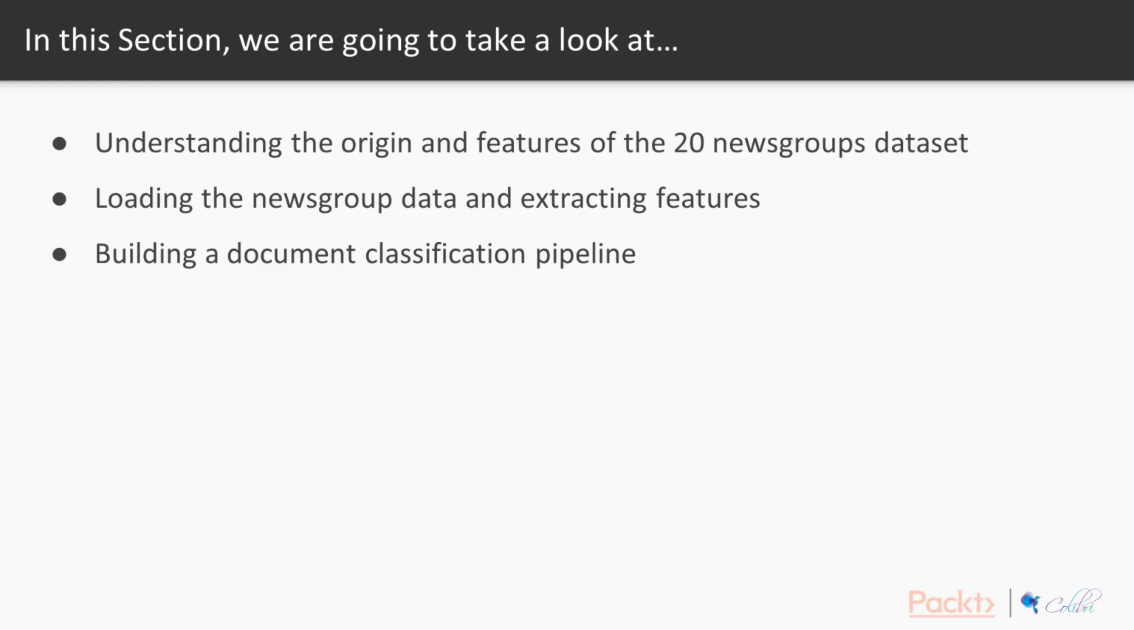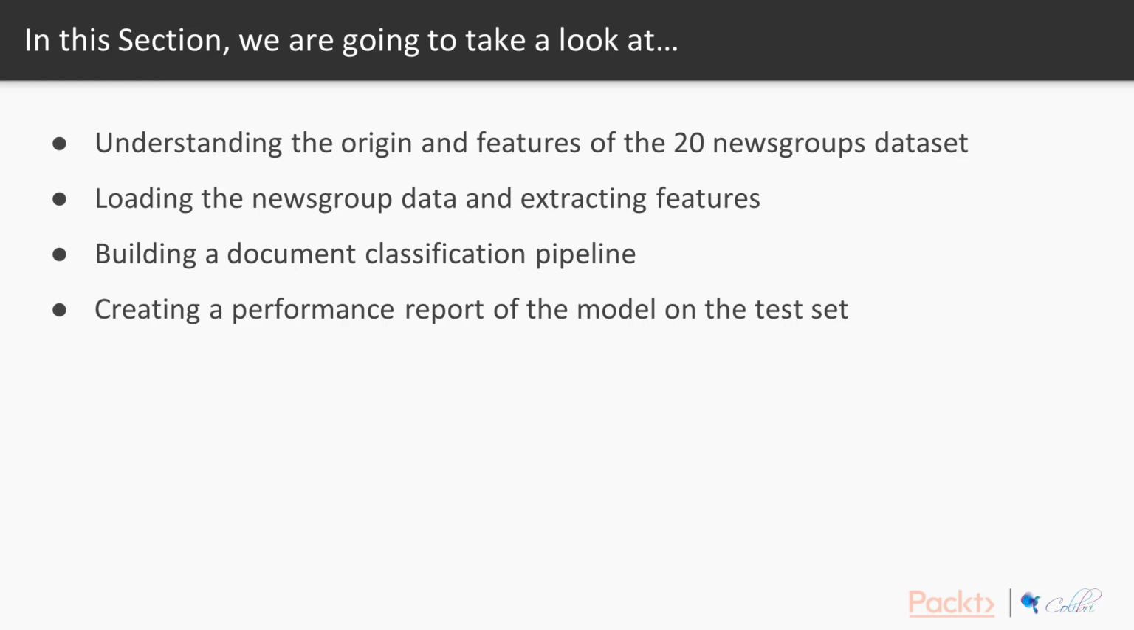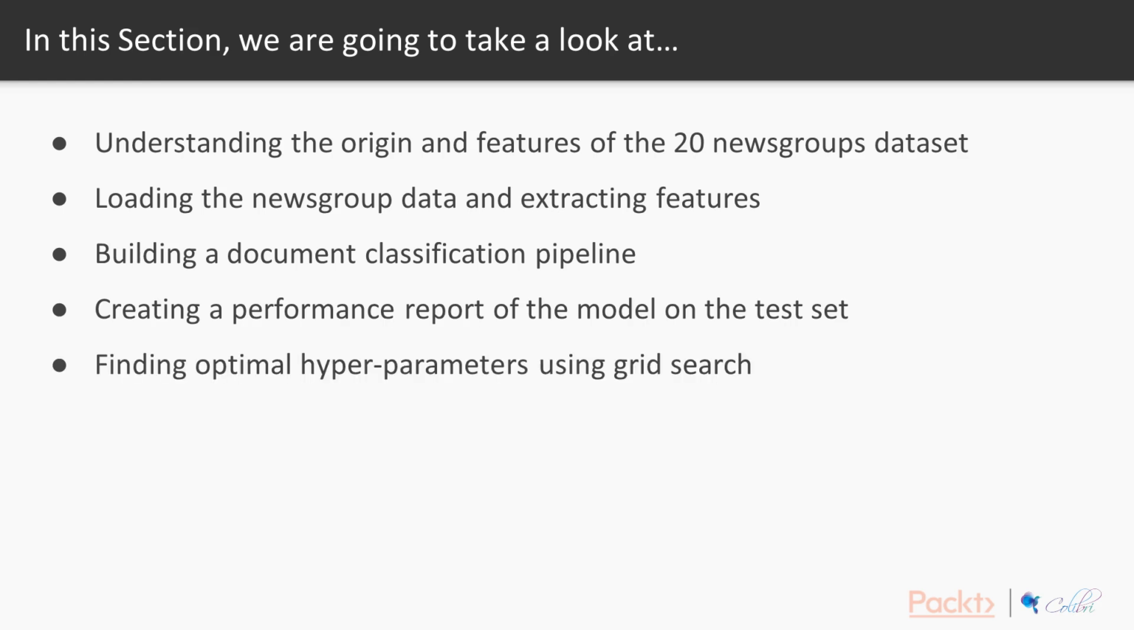And then how we can build a document classification pipeline using the pipeline feature in Scikit-learn. And then creating a performance report on the model on the test sets. And then finding optimal hyperparameters using grid search.